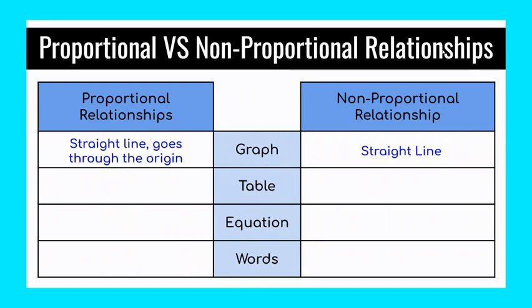Non-proportional can be a straight line, but the line does not go through the origin. Non-proportional relationships can also be a curved line. So even if it touches the origin, if it's curved, it's non-proportional.